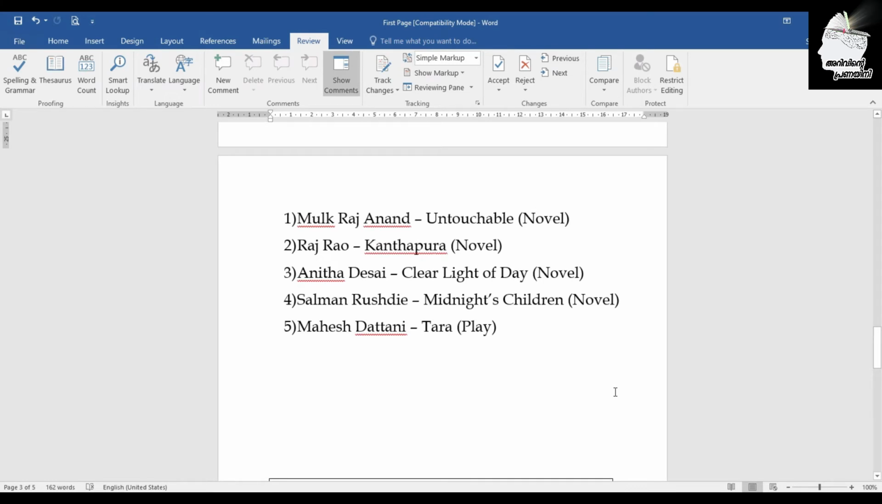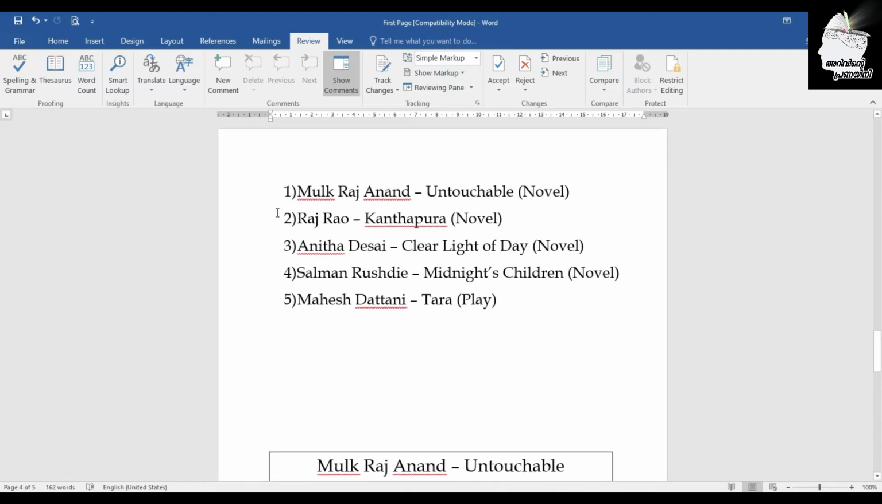That means in your textbook there are 4 or 5 important books: Mulk Raj Anand's Untouchable, that is a novel, and also Raja Rao's Kanthapura, a novel, and the other is Clear Light of Day, that is also a novel, Salman Rushdie's Midnight's Children, a novel, then Mahesh Dattani's Tara, that's a play. You can choose which portions you would like to select.